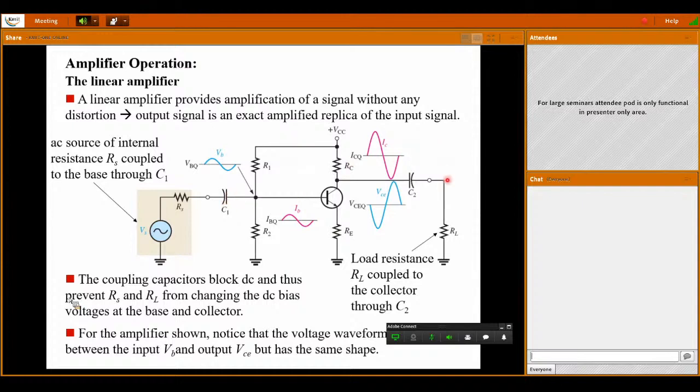Whereas to take out the output from the collector terminal, we have used one more coupling capacitor at the collector terminal, and then we collect our output across this load resistor RL.